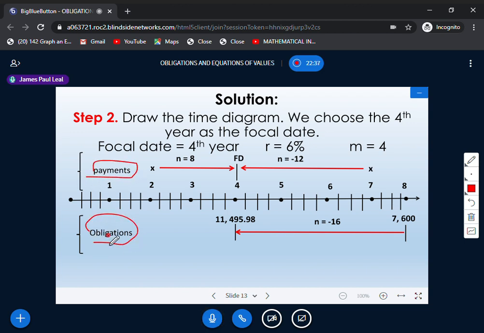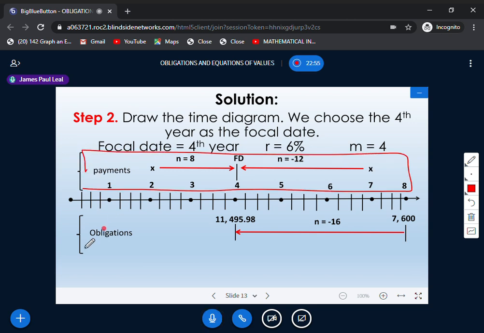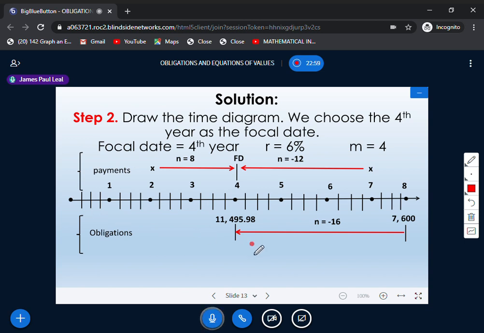So how are we going to know that? How are we going to find the equal payment for the second and the seventh year? So the first thing to do, let's disregard the payments view for now. Let's go to the obligations first. In the obligations, we have first the final amount, 11,495.98.